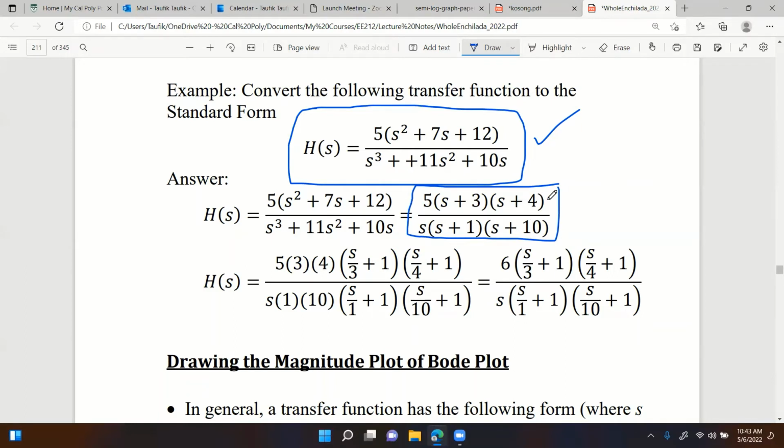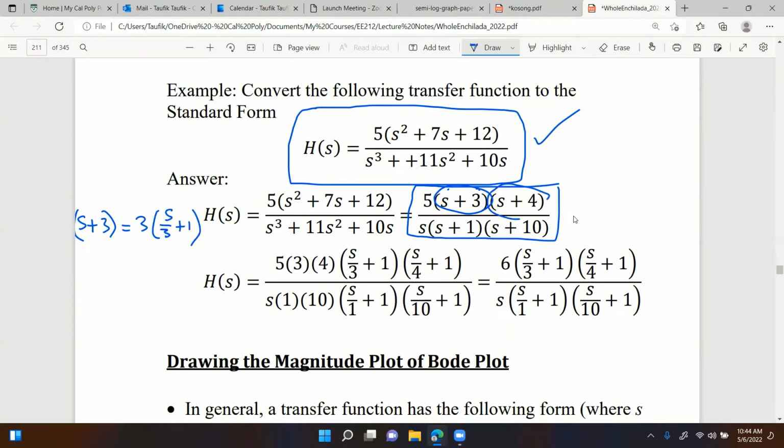But then again, for Bode plots, we want to get the standard form. How? Normalize the terms in parentheses. For example, you see s plus 3. You can normalize it. That's the same as 3 times s over 3 plus 1, isn't it?